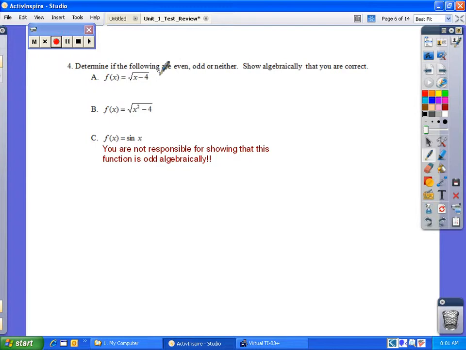Number 4, we're going to determine whether the following are even, odd, or neither, and show it algebraically. For this one, you're not responsible for showing that this is odd algebraically, but just know that it is odd because the sine function goes like this and like this. So you could take from here and rotate it around the origin and see that it was odd. However, these two you are responsible to show algebraically.